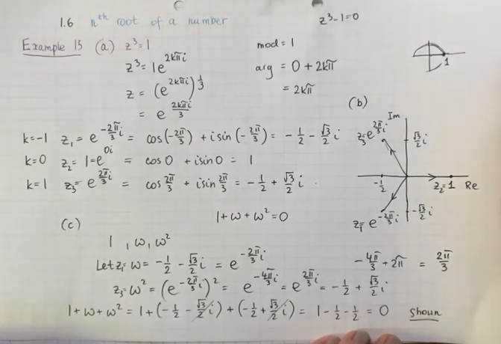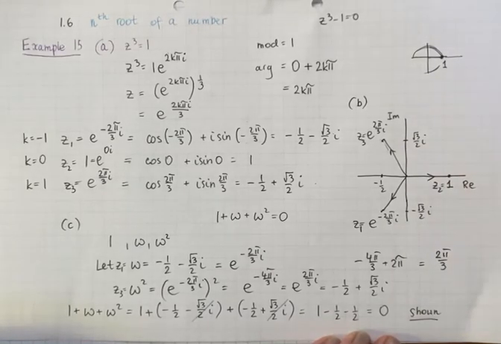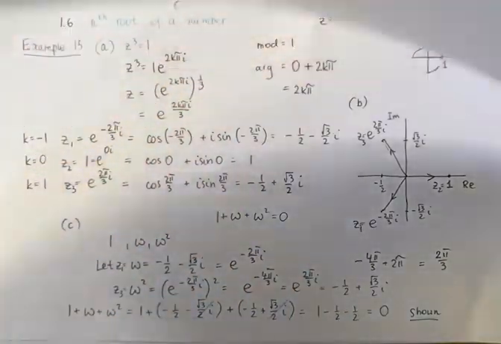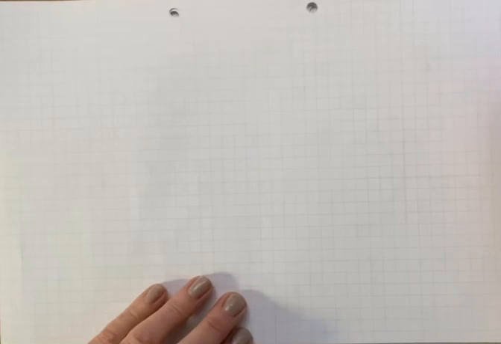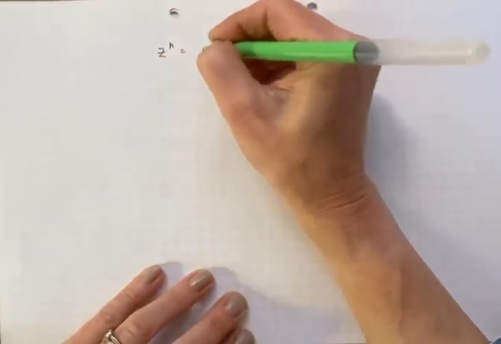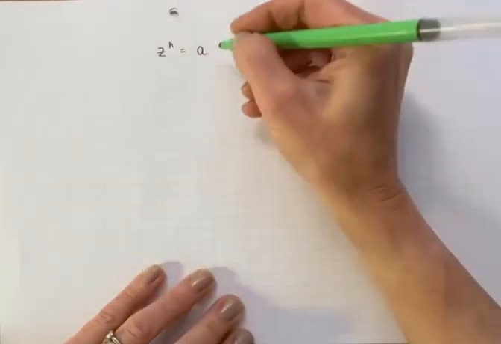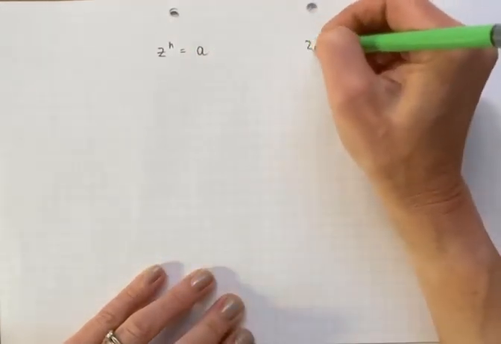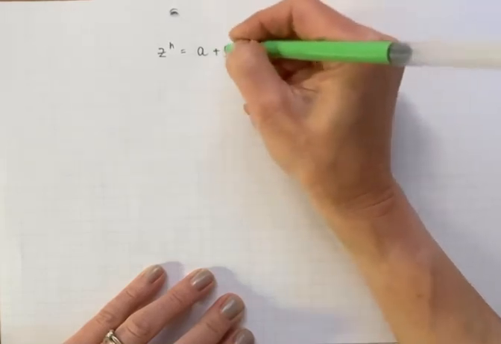Okay, so let's just go over general points, things that transpire from this method. So if you are asked to find the nth root of a complex number, here we've done the root of unity. The first thing you do, you've got z to the power of n is equal, let's say, to a, where z and let's say a plus ib. Okay.